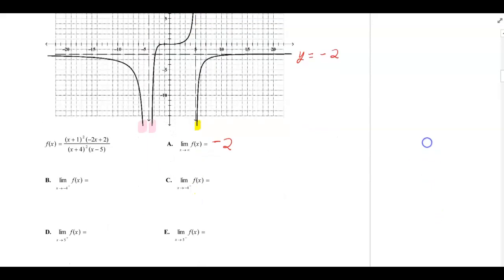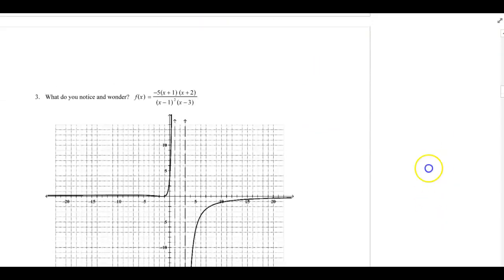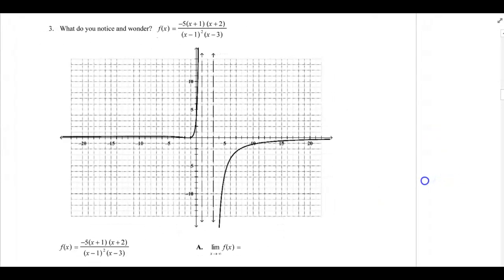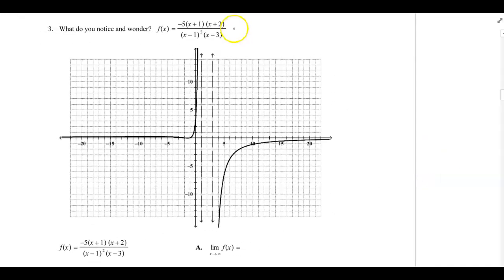Problem number 3, the graph didn't come out very well, but we can talk about it. For this particular problem, if you were to multiply this out, you get -5x squared over x cubed. When you send x to infinity, and you do get some other terms here, you get 0, so the horizontal asymptote is y equals 0.